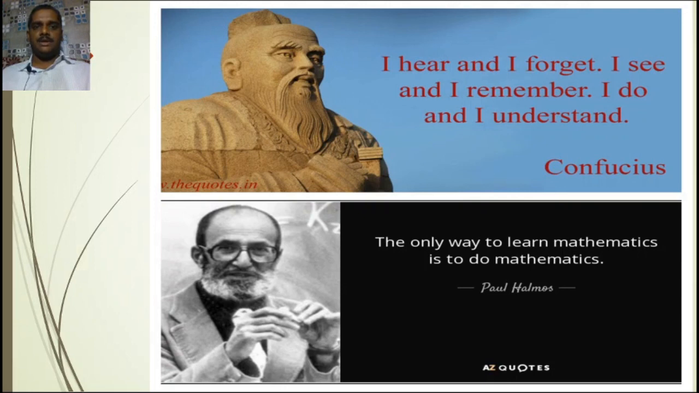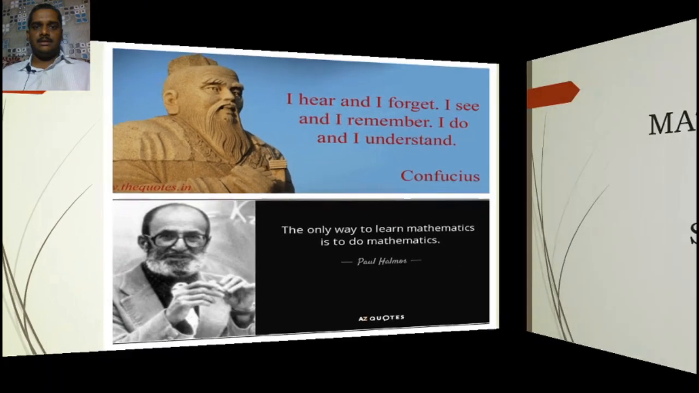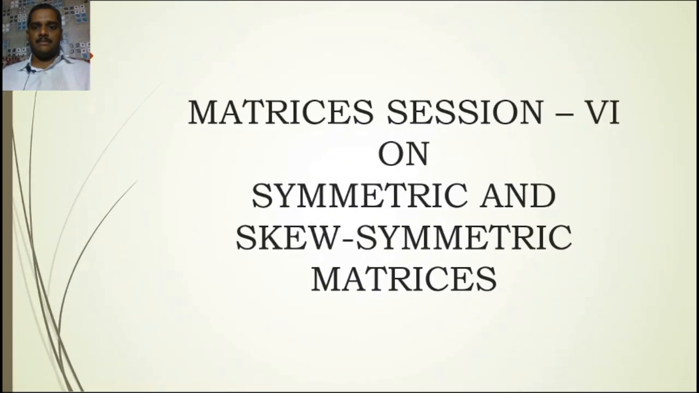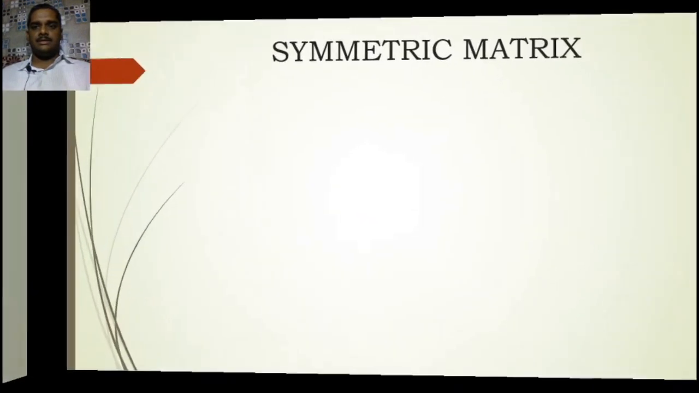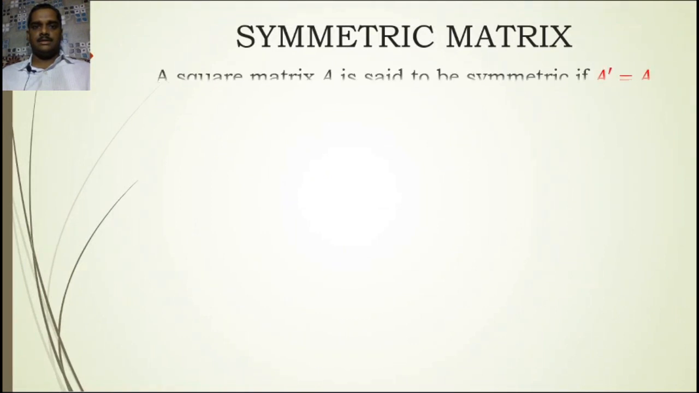In today's video, I'll talk about two special types of matrices. Number one, symmetric matrix, and number two, skew-symmetric matrix. So let's begin with the topic. Here is the definition.